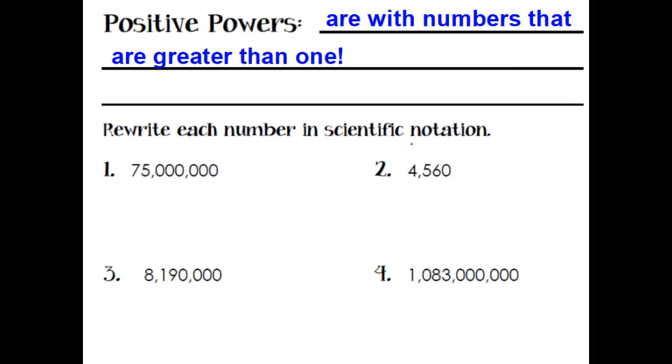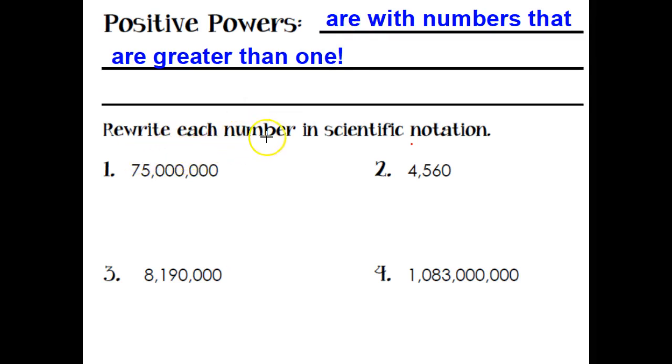Okay, turn the page. Positive powers. Positive powers are with numbers that are greater than 1. When I teach scientific notation, we move left to right too often for me to say if you go right, it's positive, and if you go left, it's negative. No, I do not teach you that if you go a certain direction, it's positive. I teach you if the number that you're looking at is greater than 1, it's going to have a positive power.